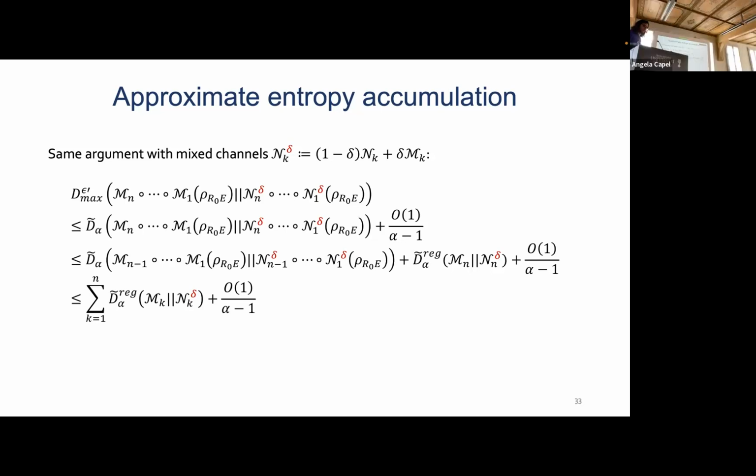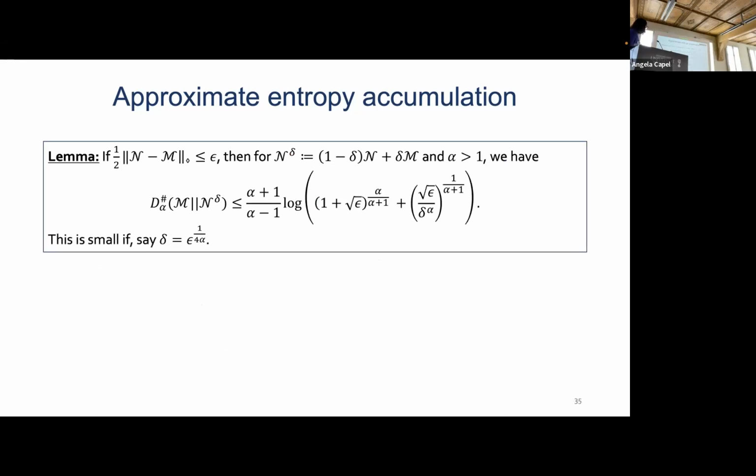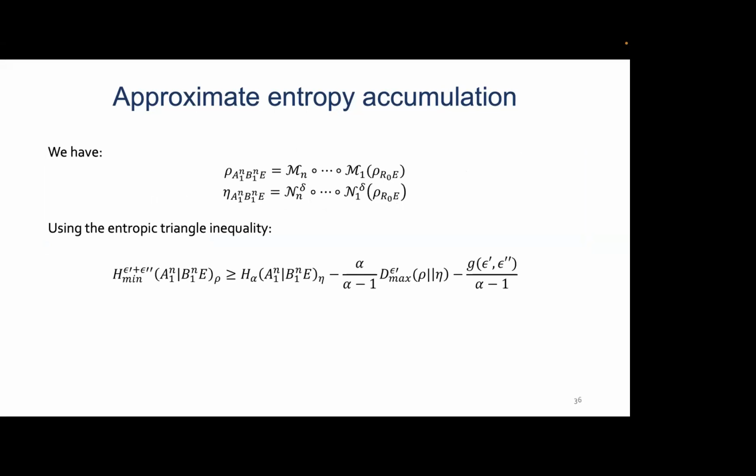And further, we don't want to deal with the regularized divergence. So we move to yet another kind of alpha Rényi divergence, which is this sharp divergence. And it turns out that for this divergence, you can create the kind of bounds that we need. They're not great, but they work. So let's just move on. For an appropriate choice of delta, they will give you something like n times something small, which is good enough. Once we have all of this, we have the setup for applying the entropic triangle inequality. This divergence is small, so it's great.